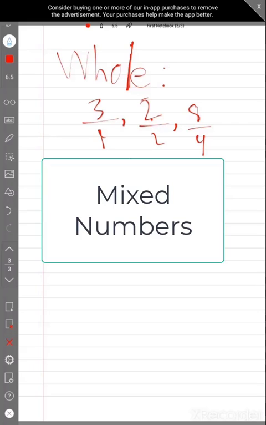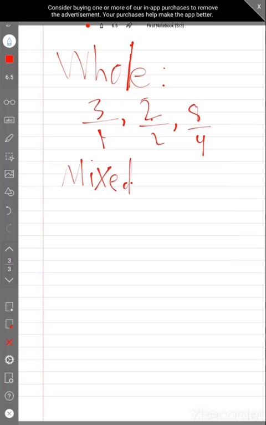Mixed numbers are numbers that consist of whole numbers and fractions. Proper fractions, to be exact. Mixed numbers and improper fractions are similar and can be converted to one another. But we will talk about this later in this video.